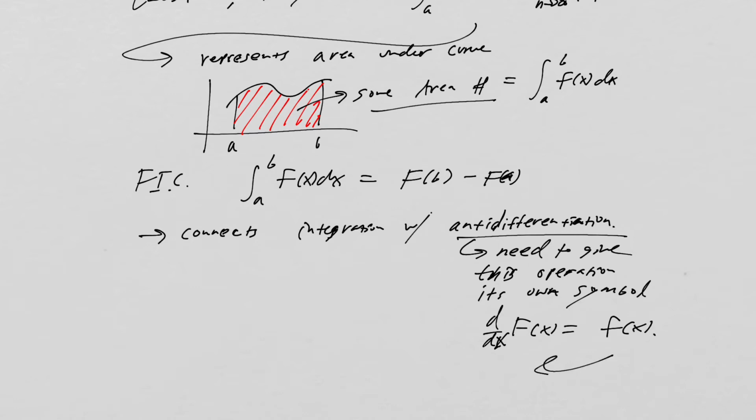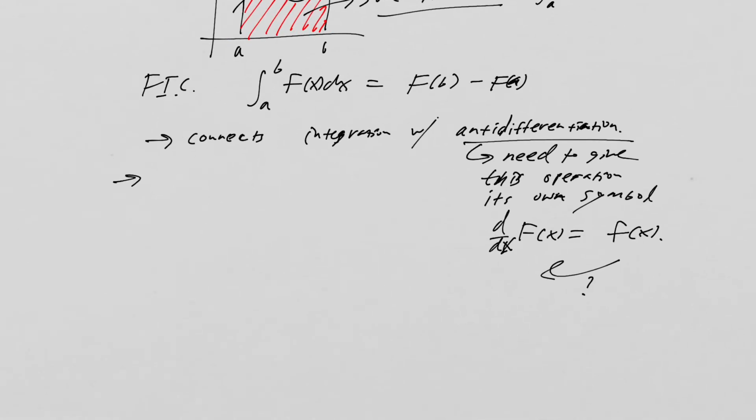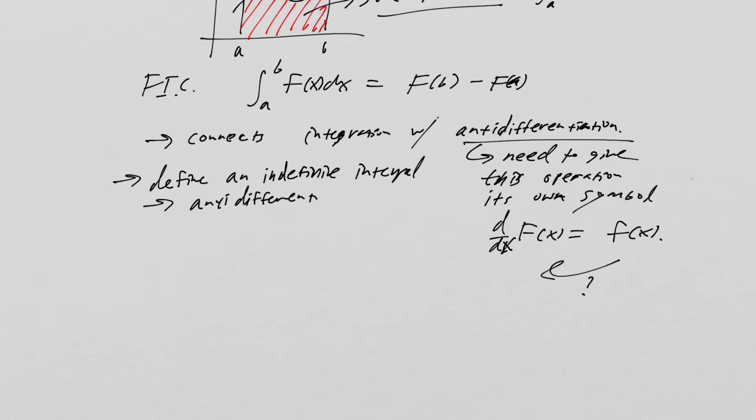So basically, how do we go back? What's the symbol for going backwards? Well, we can do that. We're going to define an indefinite integral that's actually going to just be anti-differentiation. So we're going to write the integral of little f of x dx is equal to capital F of x, but we'll always write a plus c there because we know that anti-differentiation is not unique.